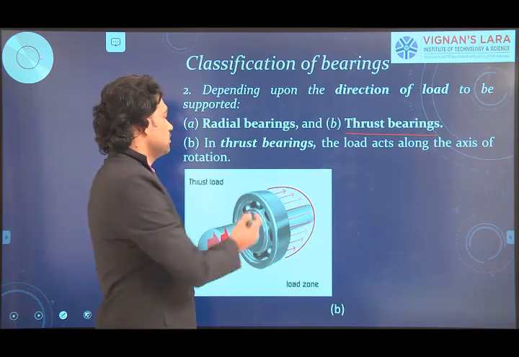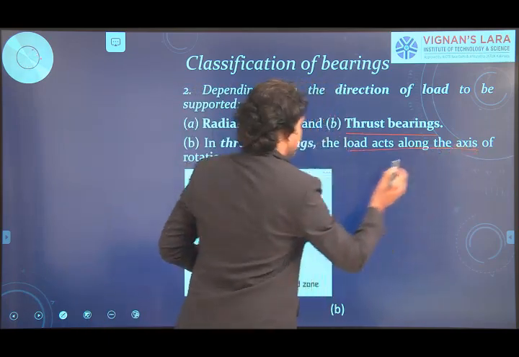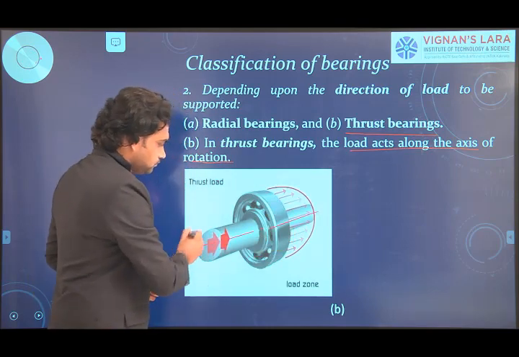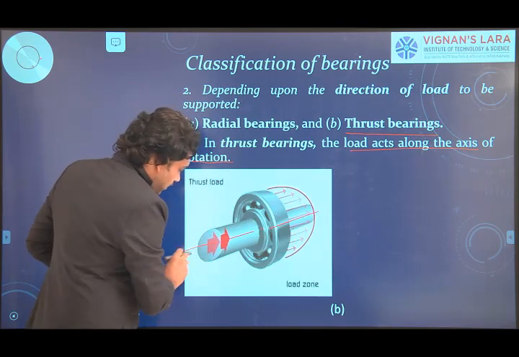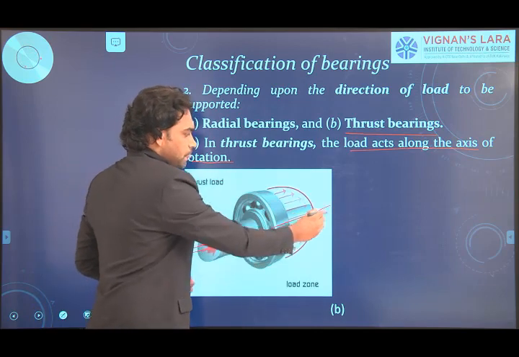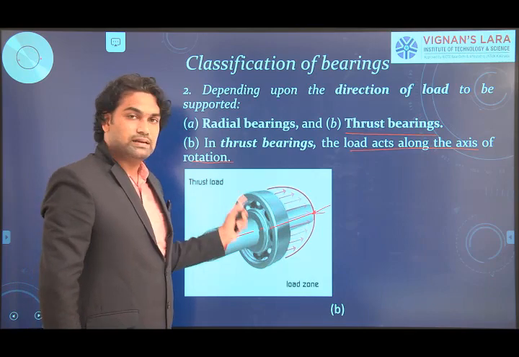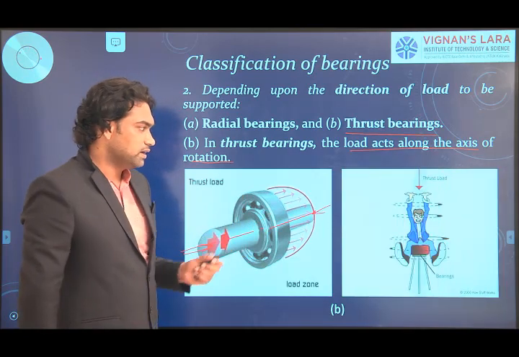The load, the support along the axis or parallel to the axis of rotation. So this is the axis. So the load is acting along the axis in this direction. So the type of bearings that support these kinds of loads, we call them thrust bearings. Clear? So here we can take an example.